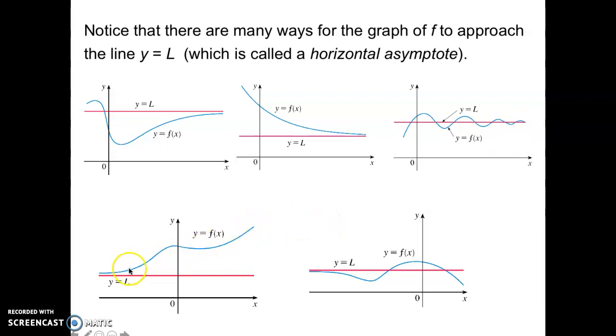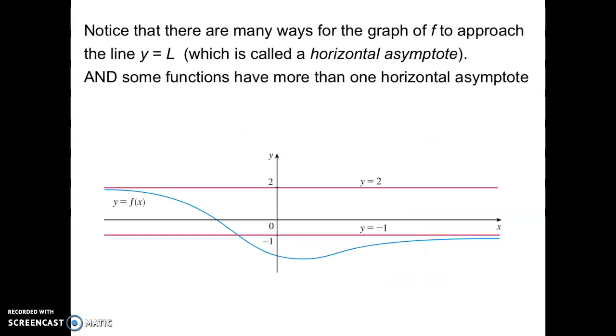Or this one, I could say I have a left tail behavior toward y equals L, but a right tail behavior going toward infinity. Here, the right tail behavior was going toward L, but the left tail behavior was going toward infinity. Or you could have something like this. The left tail behavior is going toward L, and the right tail behavior looks like it's going toward negative infinity. These are all different ways that we could approach a horizontal asymptote.